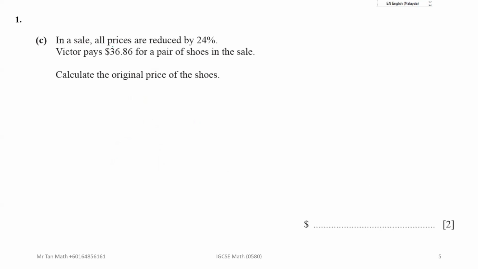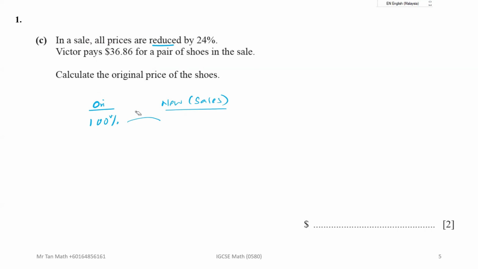But C, in the sales, all prices are reduced by 24%. Victor pays 36.86 for a pair of shoes in the sales. Calculate the original price of the shoes. Okay, this is a reverse percentage question. So you need to know the original and the new value. The new value is the sales value. So take note that the original is always 100%. Now it says it's reduced, so it's minus 24%.